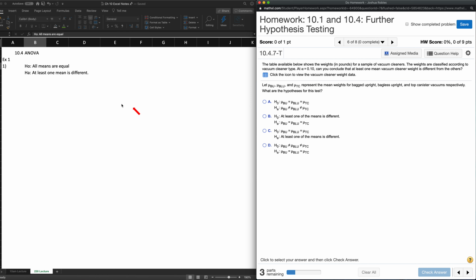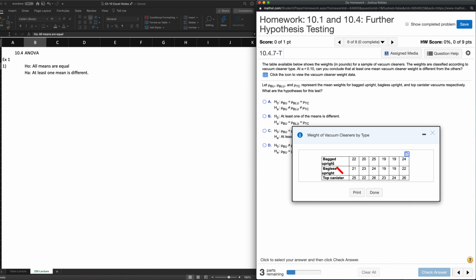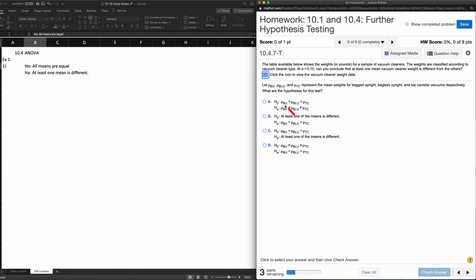So we have data that we're going to compare multiple means to each other. So for this example, we're comparing vacuum cleaners and the weights of different vacuum cleaners based on are they upright or are they a top canister? Not quite sure what all those mean. Let's see. Bagged upright, bagless upright, top canister. So, but essentially different types of vacuums. So the BU must stand for bagged upright. BLU must stand then for bagless upright and top canister. So those are the three categories we are comparing.